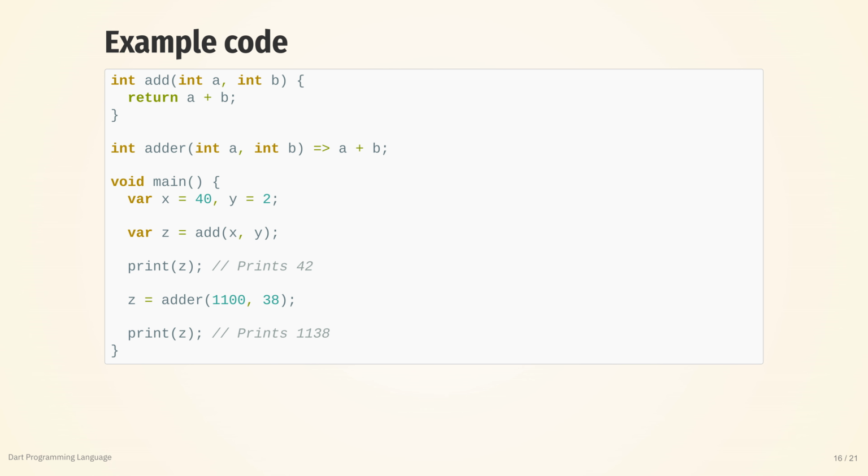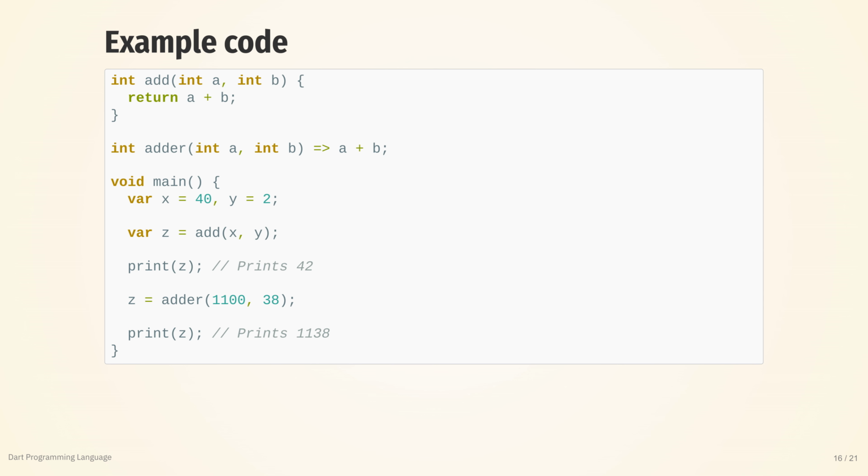It will just return a plus b, but we can see that on the next line we have an int adder instead, taking 2 parameters as well, but we use the arrow function in order to say that the return value should be a plus b. So for one-liners this is very handy, and as you'll see later on, that happens, if not often, then quite often in Flutter as well, when we just want to do something simple.